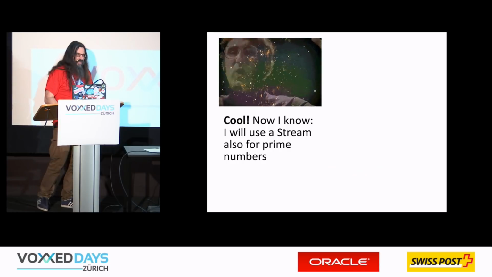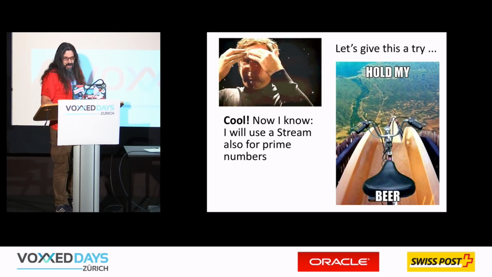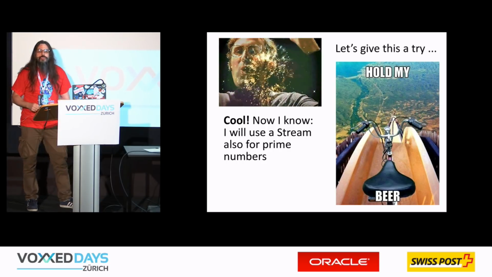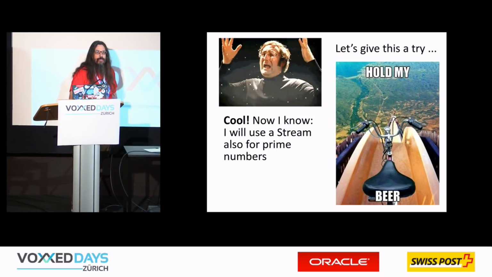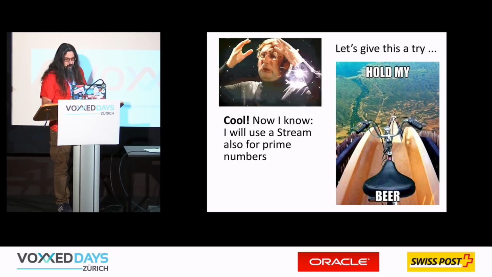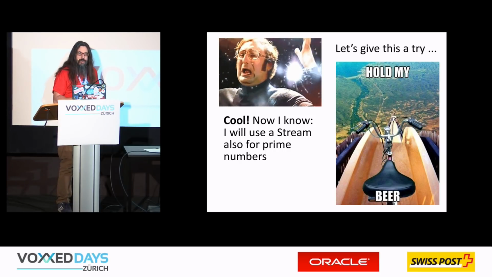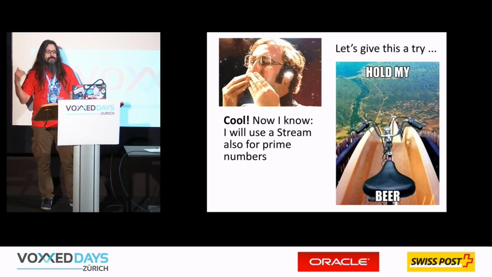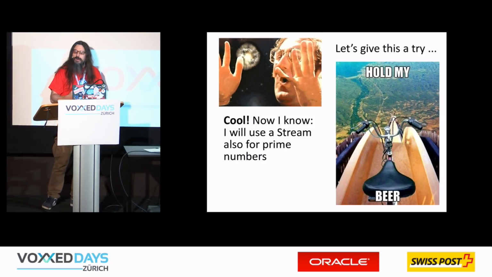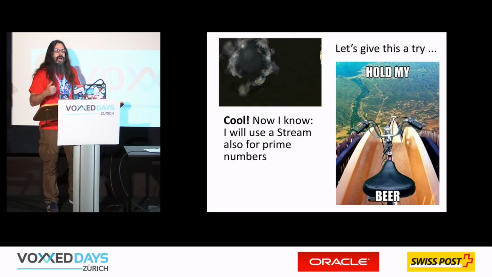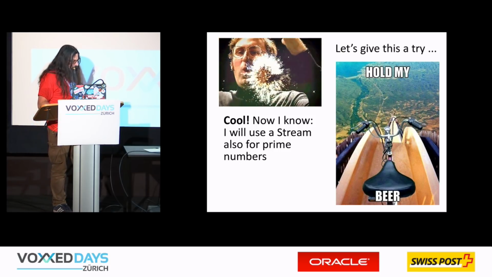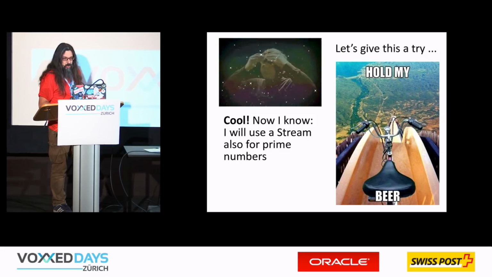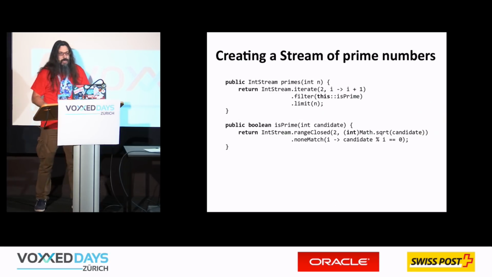Okay, so cool. Now we know streams are great. Let's try to also use stream for the prime number problem that I presented you before. Just to recap, I have an infinite stream of prime numbers, of positive numbers. I want to filter the prime numbers, and I want to take only the first 10.